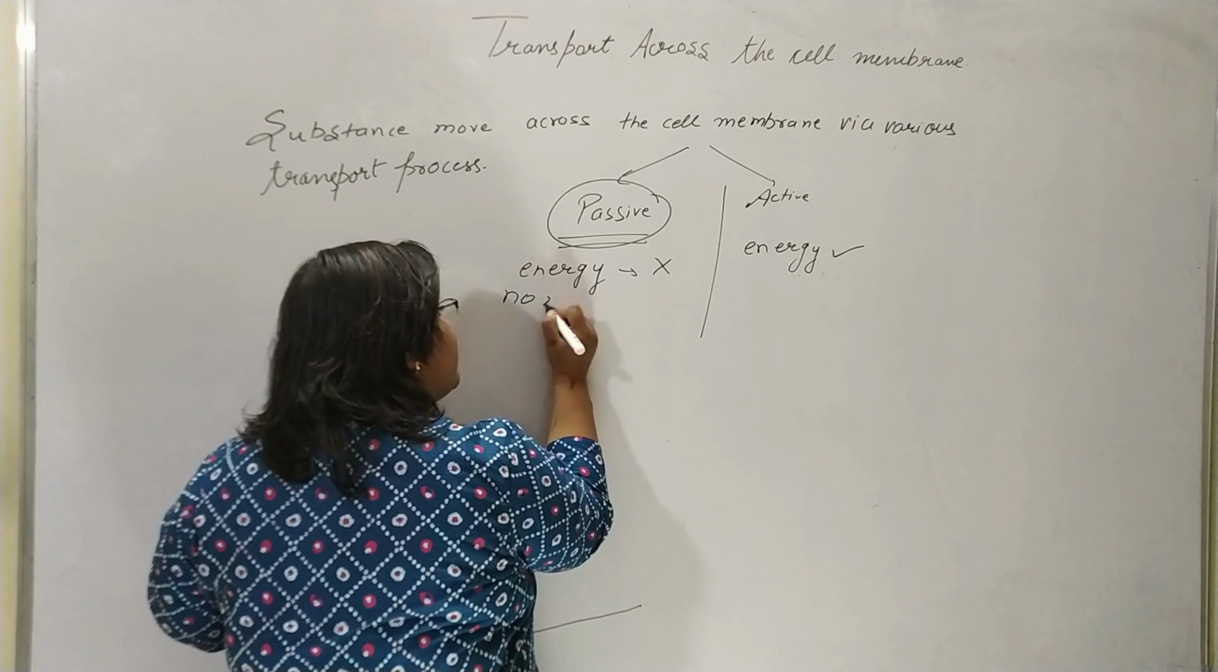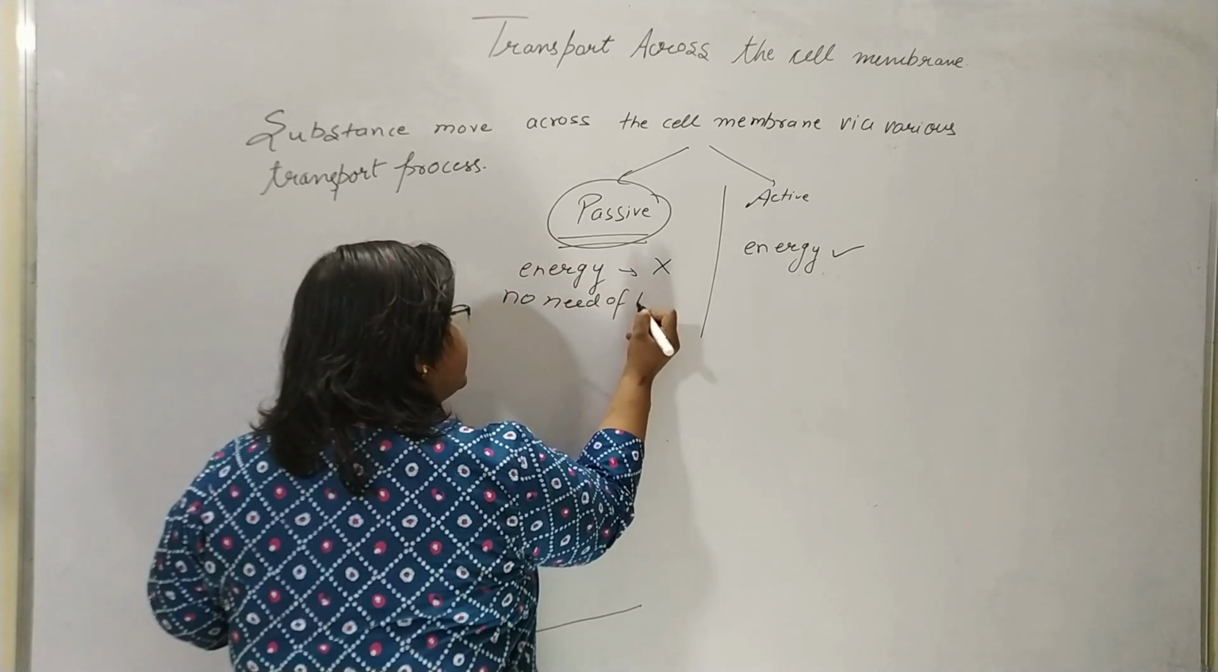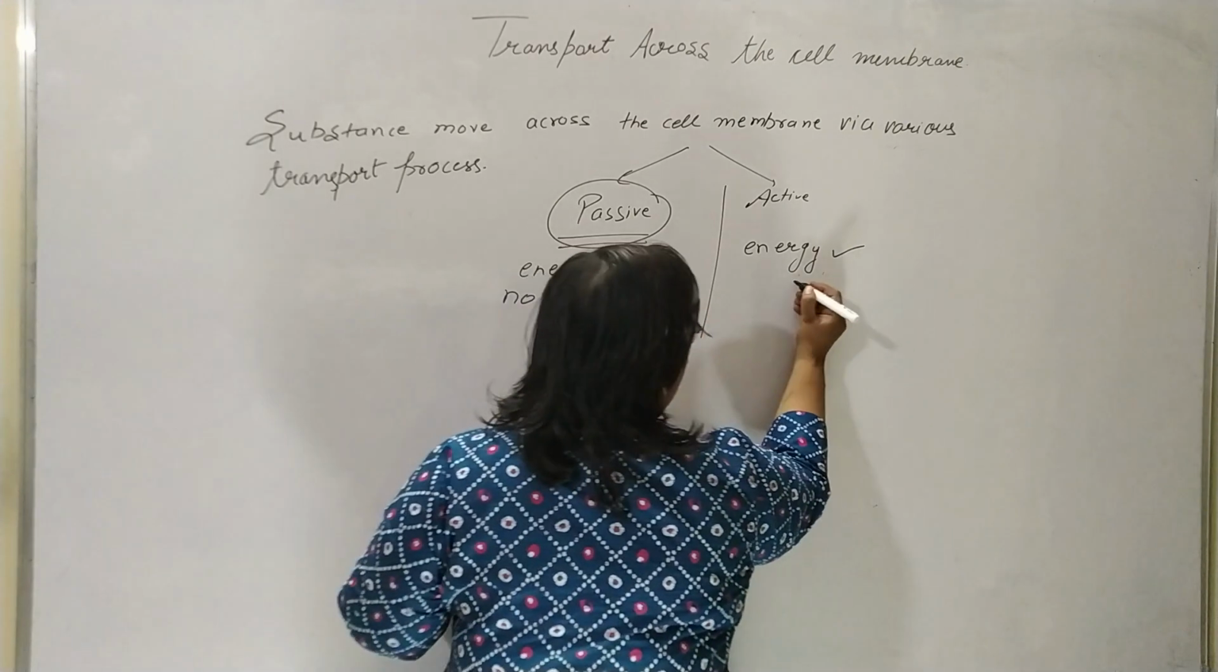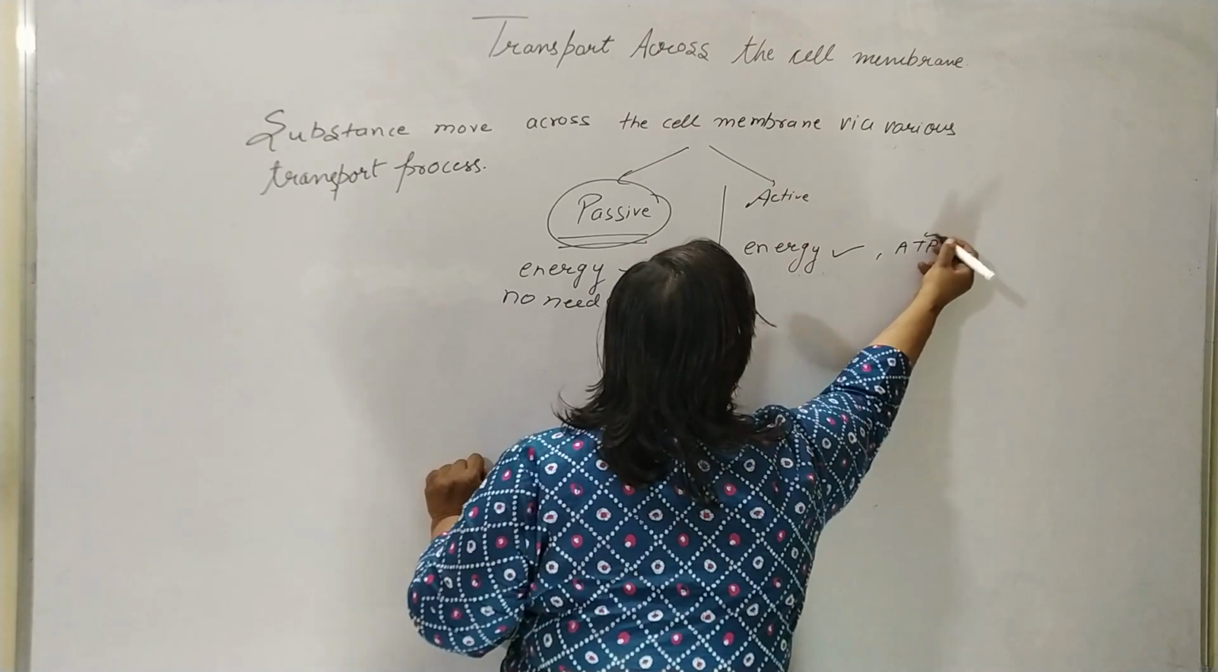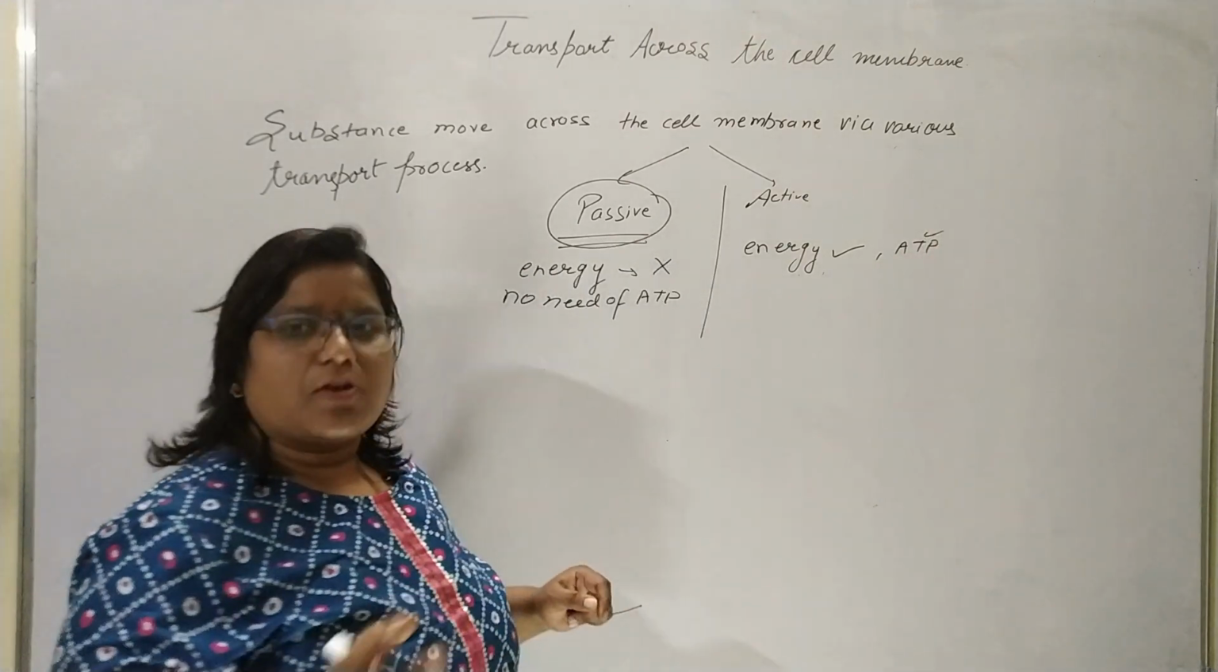Okay, so the passive process has no need of ATP, but the active process needs ATP. The full form of ATP is adenosine triphosphate.